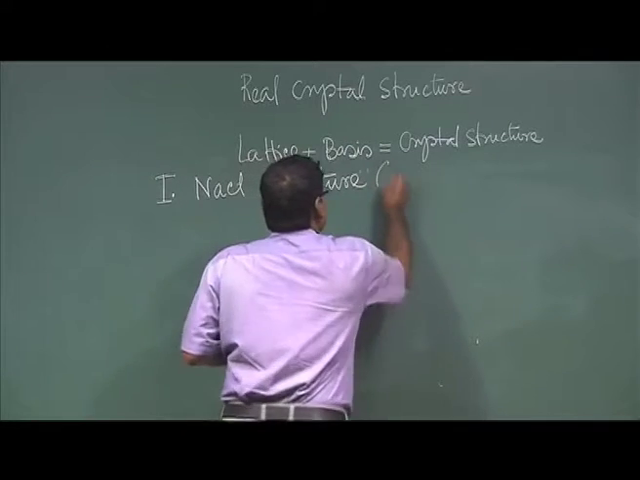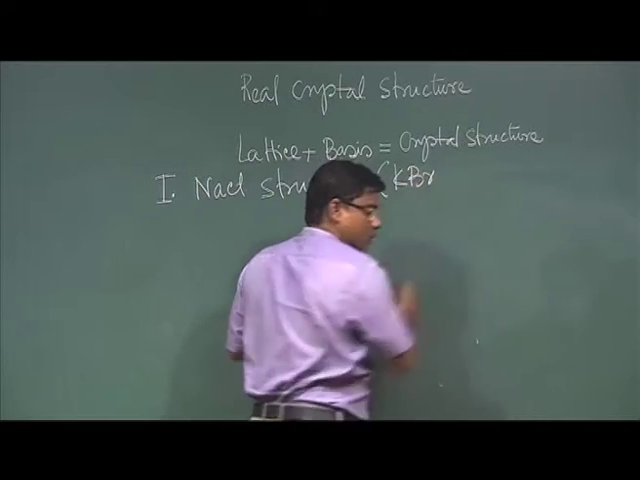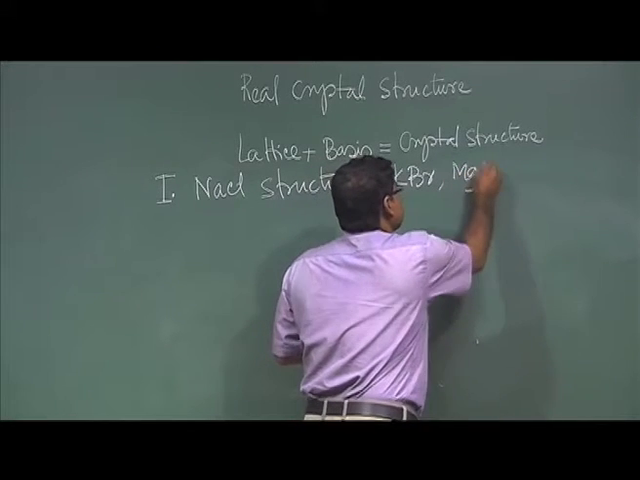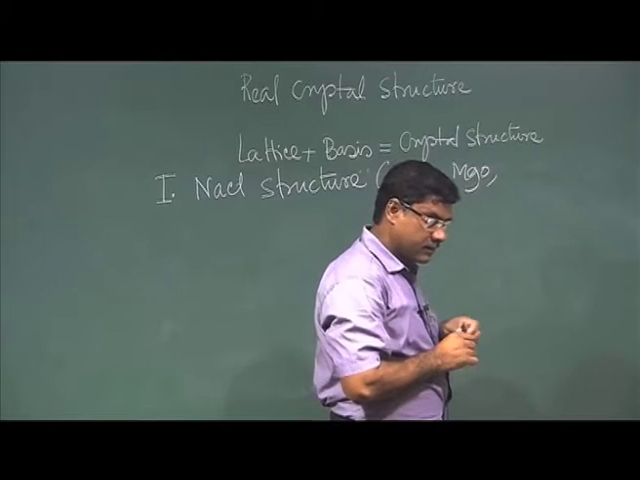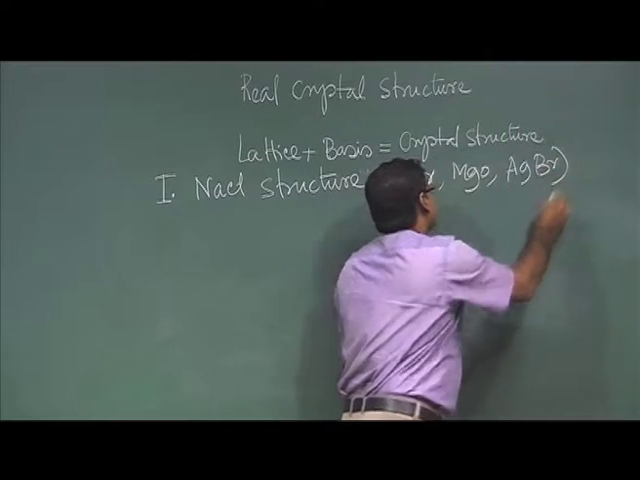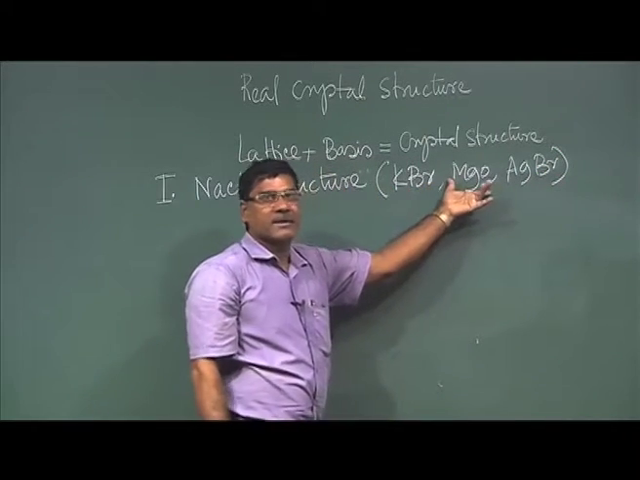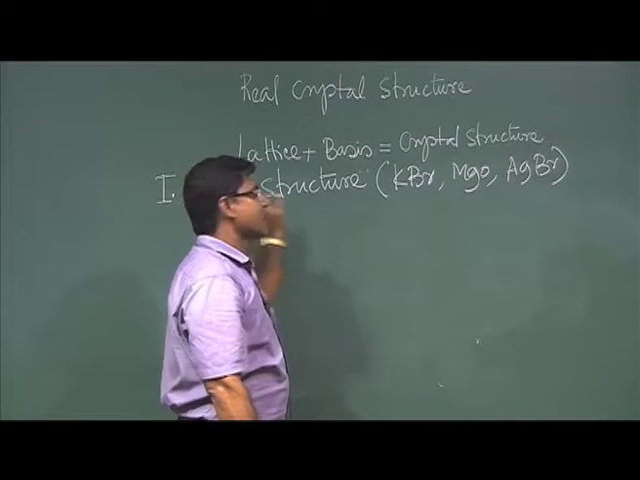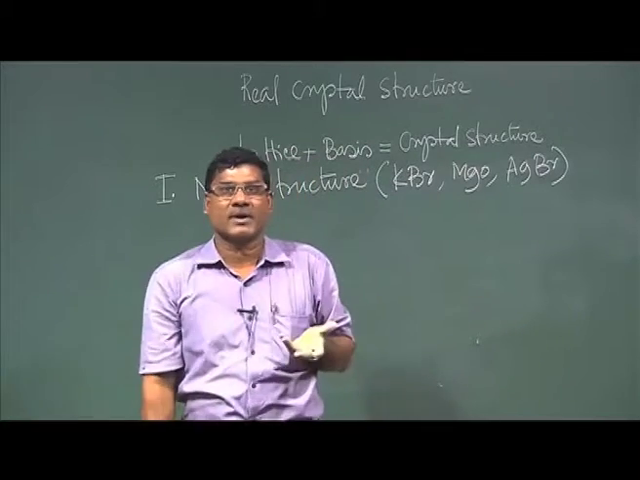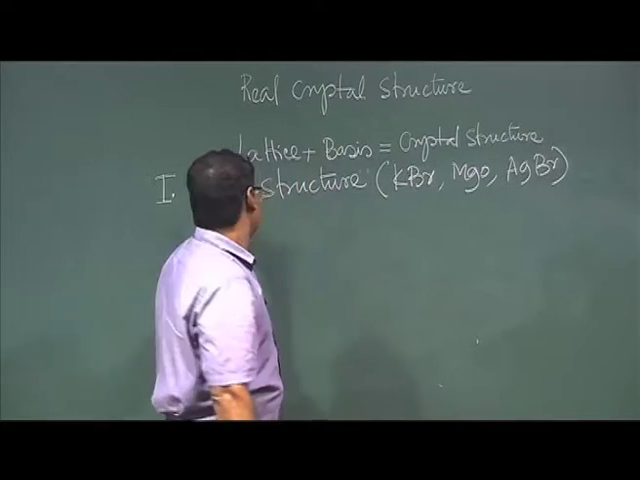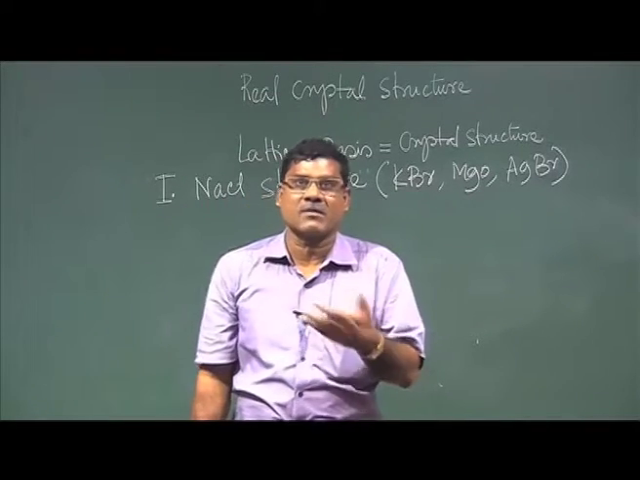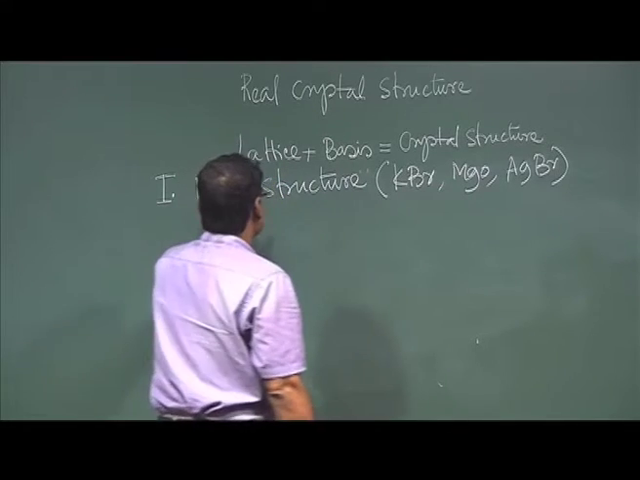So, basically potassium bromide, magnesium oxide, and silver bromide. They are also having the same structure as sodium chloride. So, that is why when we say magnesium oxide follows the sodium chloride structure, it is now not for only sodium chloride, but a common structure of some materials. So, this is the sodium chloride structure.